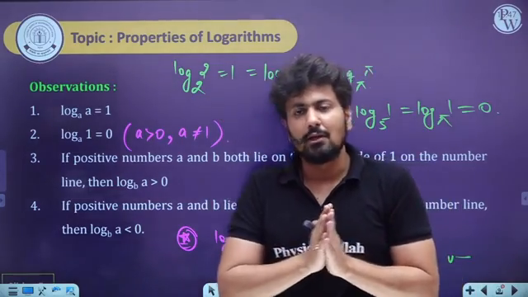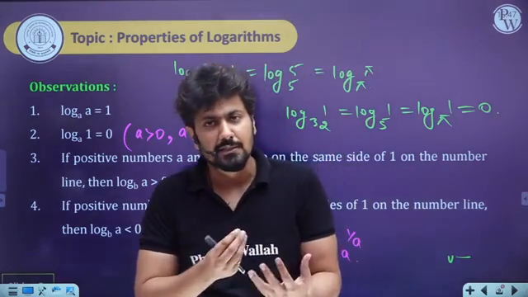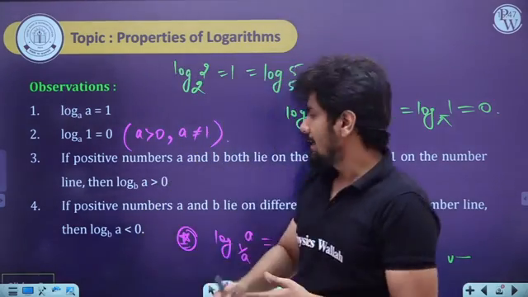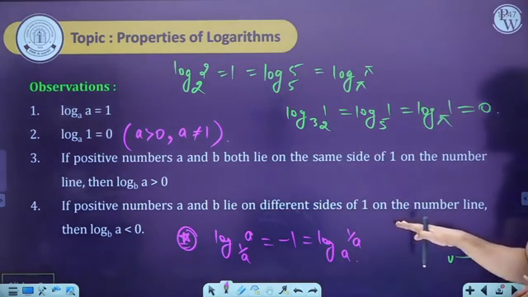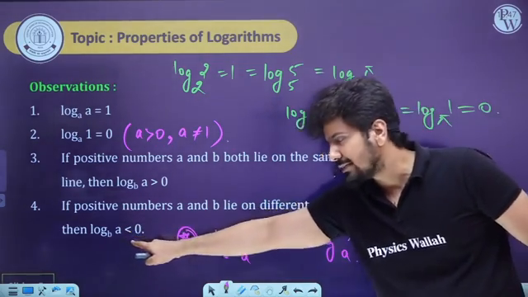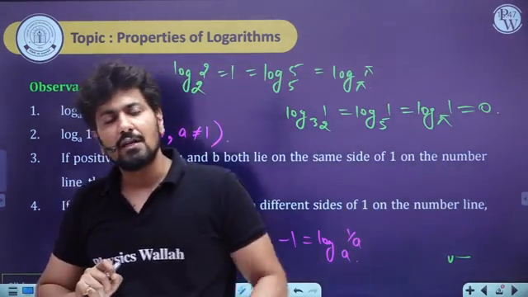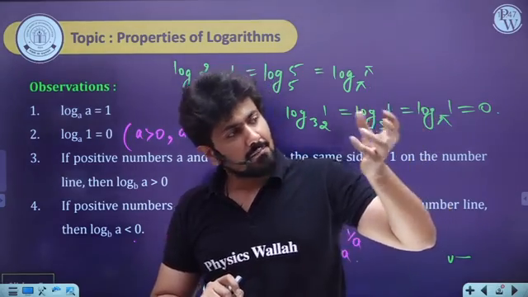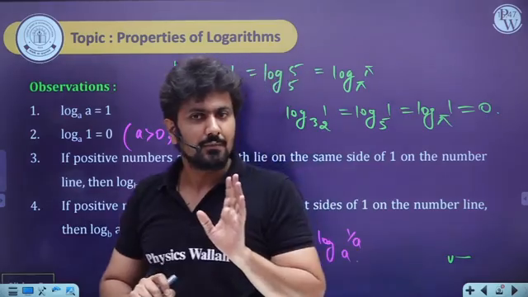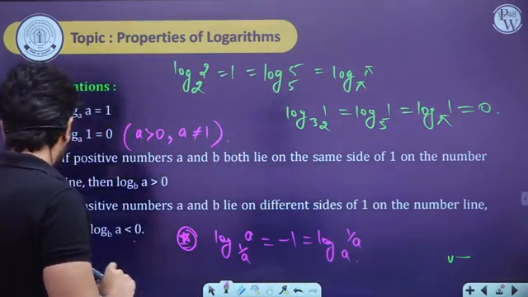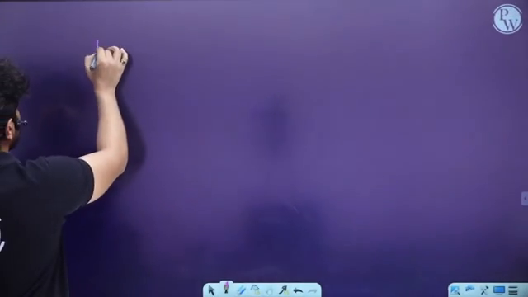Okay. Now listen to statement 4. Basically the third statement and fourth statement are similar statements. So statement 4 is saying that if positive numbers a and b lie on different sides of 1, then the value of log is less than 0. The value of log becomes negative when one of the numbers is greater than 1 but the other number is less than 1. Of course, both the numbers have to be positive. If one of the numbers is greater than 1, one is less than 1, then the value of log will be negative.